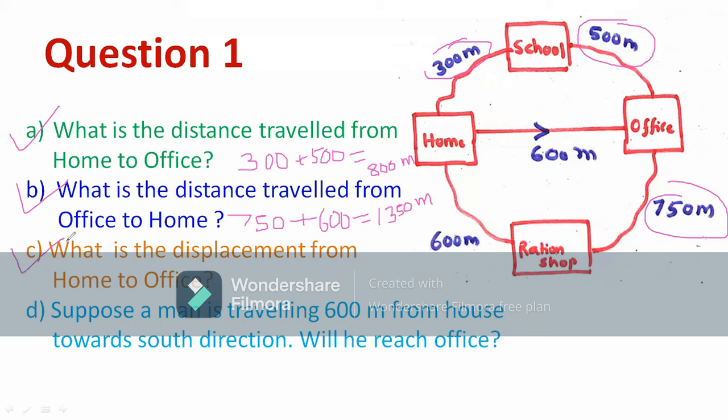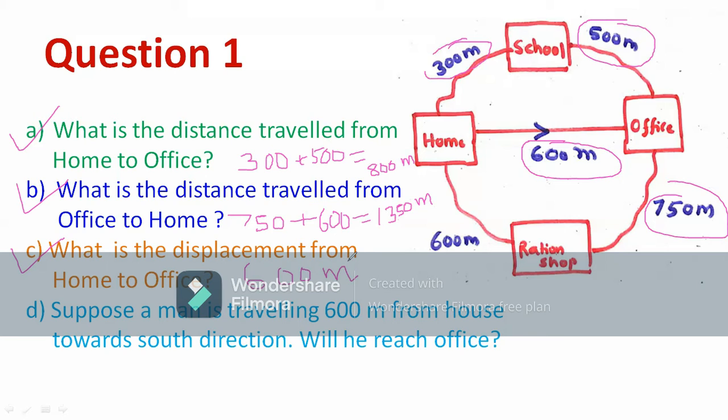Question number C. What is the displacement from home to office? You should be very careful. What is displacement? It is the straight line distance and also it's a vector quantity. Look at the straight line distance. Where is the straight line distance? Students, please observe the diagram very carefully. Here, what is the straight line distance? Obviously, 600 meters is the straight line distance from home to office. Therefore, I need to choose the answer as 600 meters. Only the straight line distance is to be accepted.